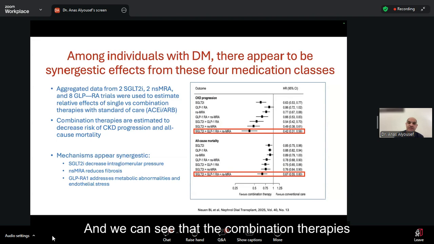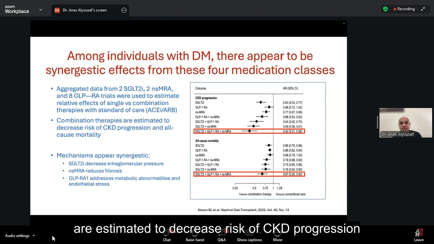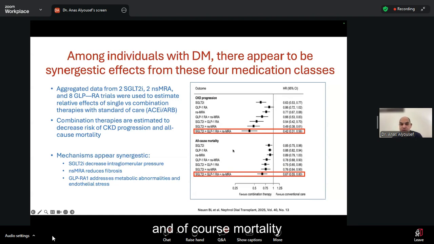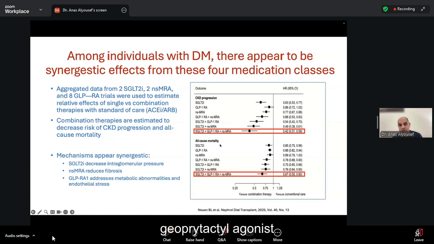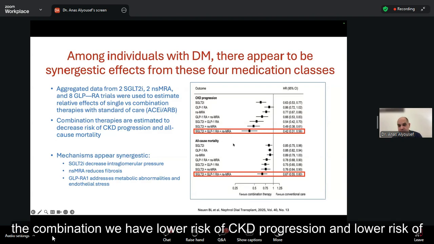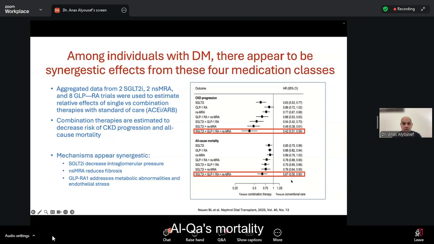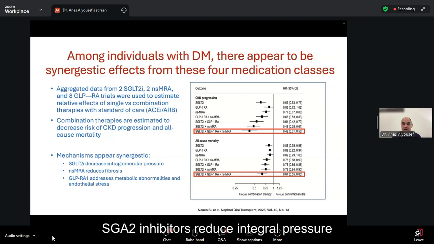And we can see that the combination therapies are estimated to decrease the risk of CKD progression and all-cause mortality. So here we can see for the CKD progression using SGLT2 inhibitors, GLP receptor agonist, non-steroidal MRA, in addition to RAS inhibitors, it's additive. As we use the combination, we have lower risk of CKD progression and lower risk of all-cause mortality. So the mechanism appears to be synergistic.